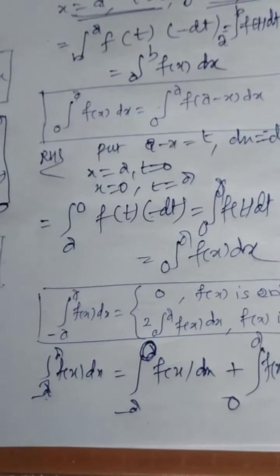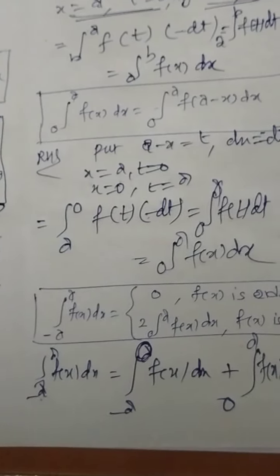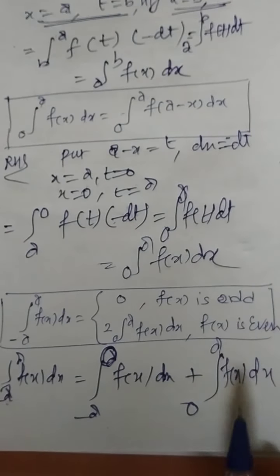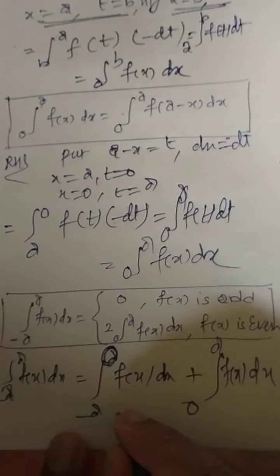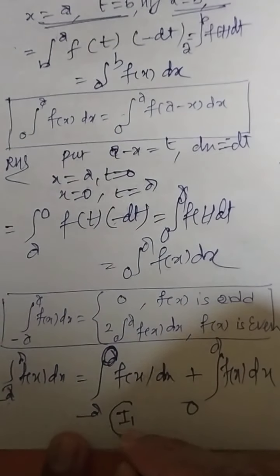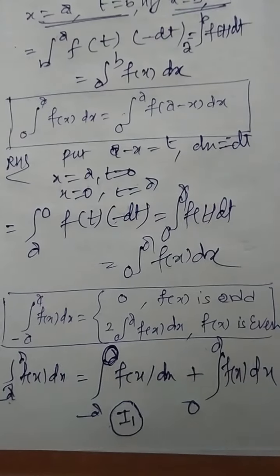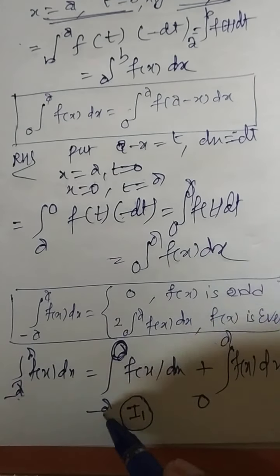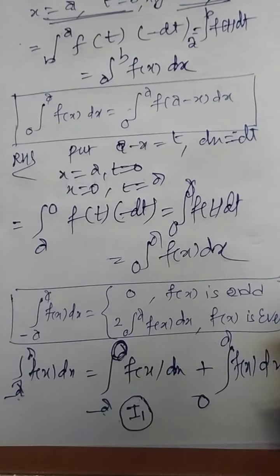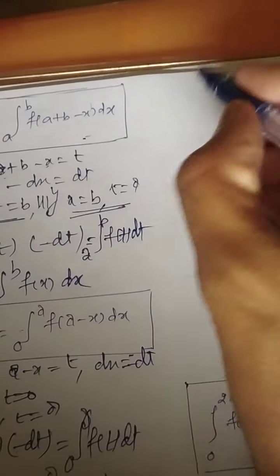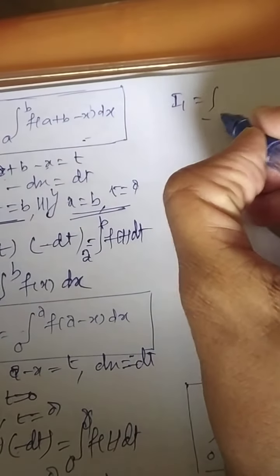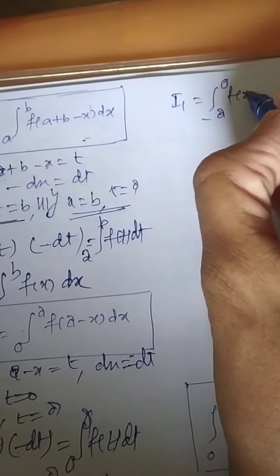So I am getting two integrals. But if you see in the property, the second integral remains as it is. So I am just taking the first one as I1 and operating on I1. Note down this remark: minus a to 0 of f of x dx plus 0 to a. Now I1 is equal to the integral from minus a to 0 of f of x dx.